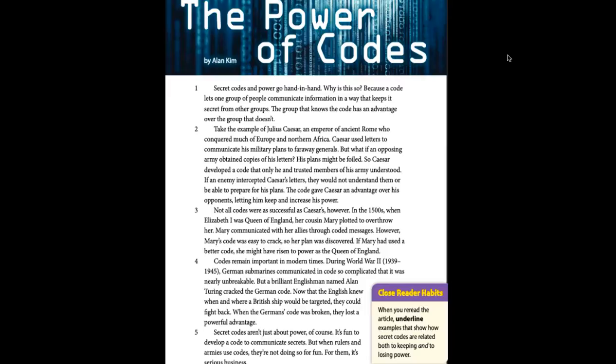So what I'd like to do now is I want you guys to watch as I underline things in here that are important examples. They're examples that show the secret codes are related to both keeping and losing power. So here's the first one. Caesar developed a code. The code gave Caesar an advantage over his opponents, letting him keep and increase his power.